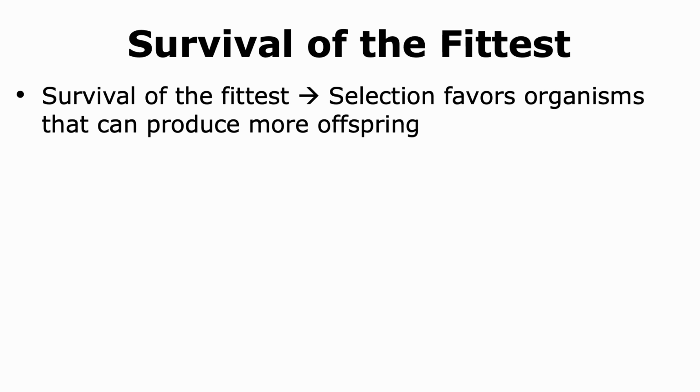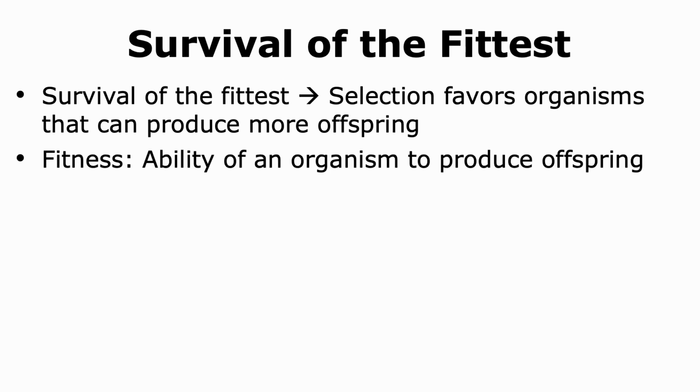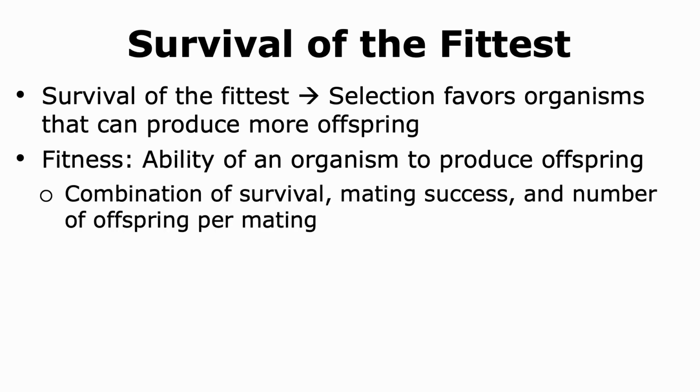This brings us to the phrase survival of the fittest. This was a phrase coined by Herbert Spencer, and it implies that natural selection, or selection in general, will favor organisms that are not only able to survive, but can also produce more offspring. And hence, we use the term fitness to show the ability of an organism to produce offspring. The fitness of an organism is dependent on the survival of the organism, its mating success, and the number of offspring that are produced per mating.